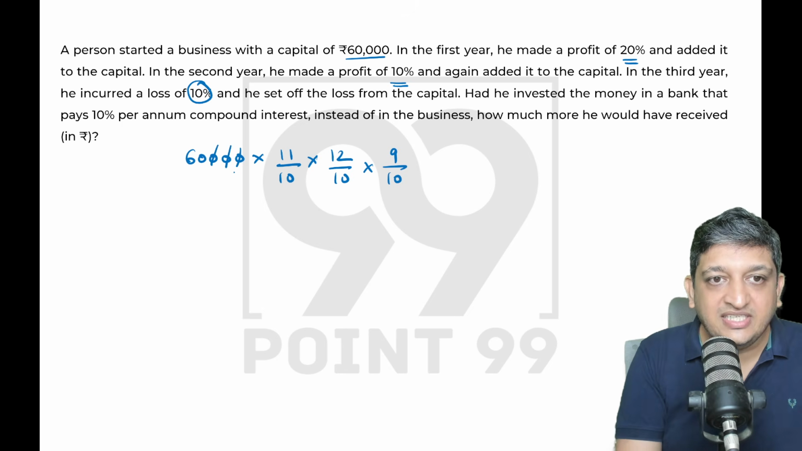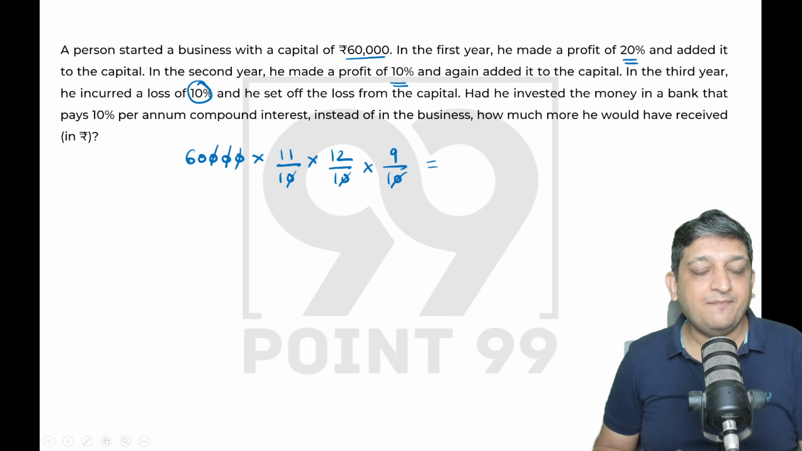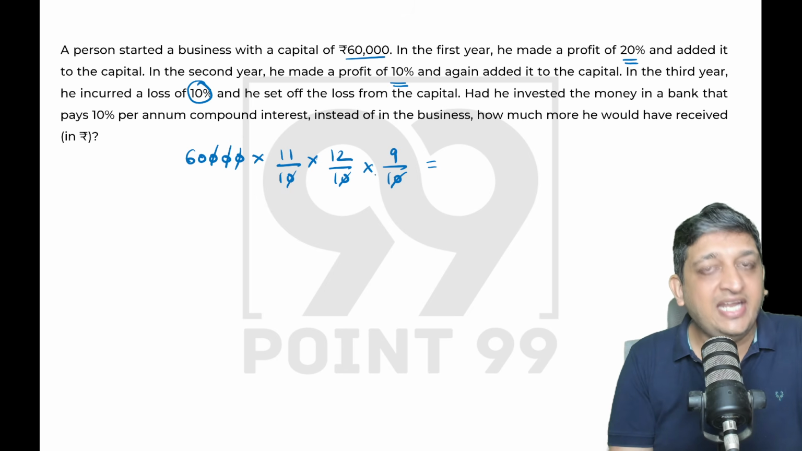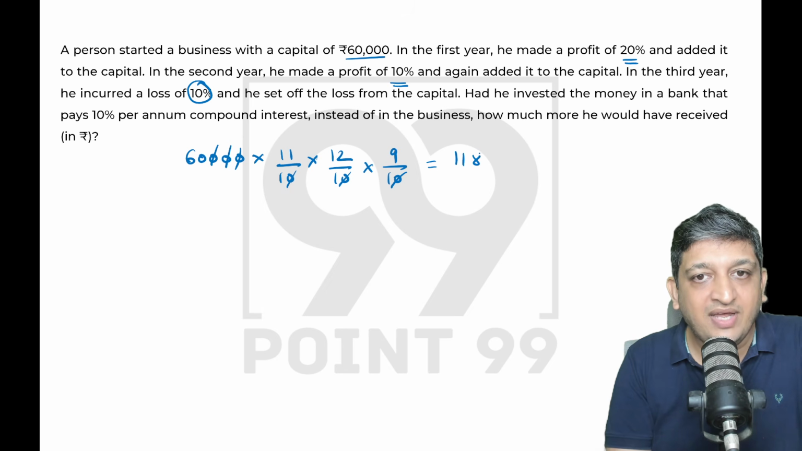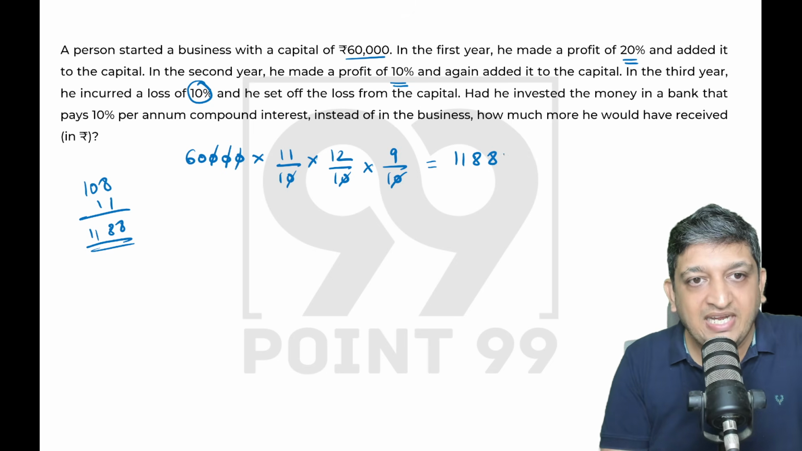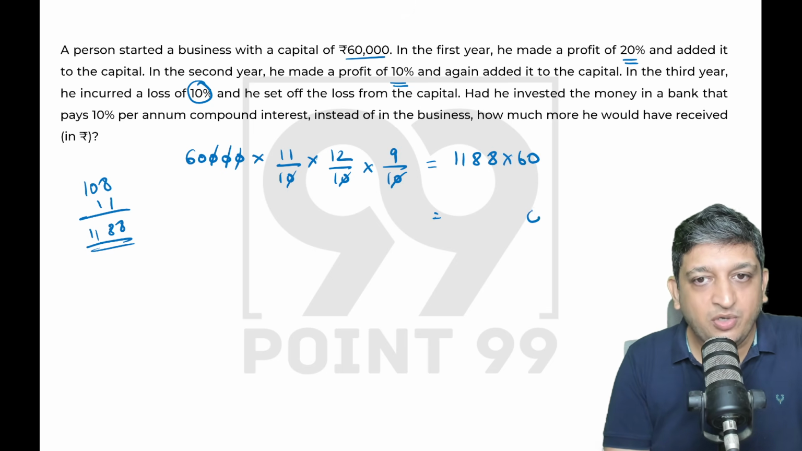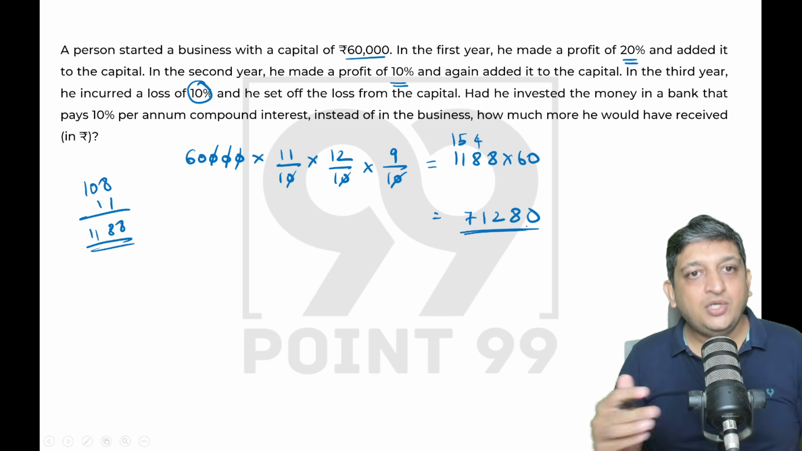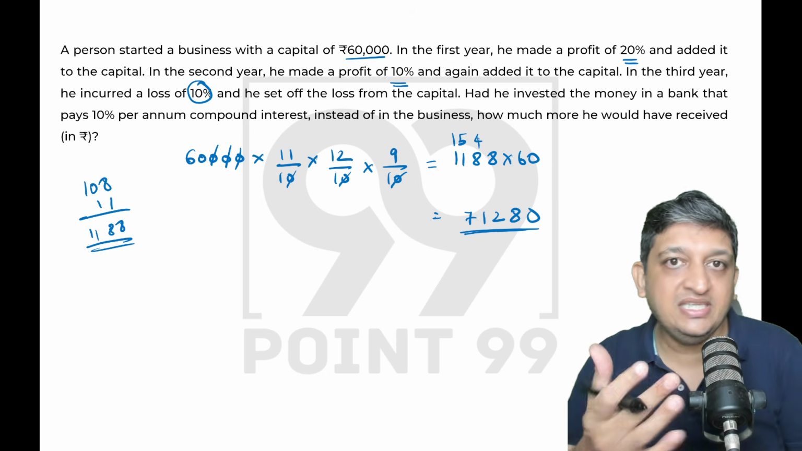Now, if you look at these three zeros, we'll be able to cancel these three out and whatever remains should be the amount that we are going to get at the end of the day. So let's calculate this and see what happens. I'm going to get 12 9s are 108, and 108 into 11 is going to be 1188, right? So 108 into 11, 11 8s are 88, 11 1s are 11. This is what I'm going to get. 1188 into 60, or I'm going to get 0 here. 8 6s are 48, 8 6s are 48 plus 4 is 52, 1 6s are 6 plus 5 11, 1 6s are 6 plus 1 7. So 71280 is what he would have received in the business.